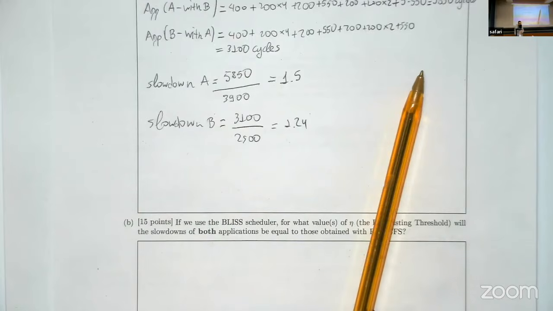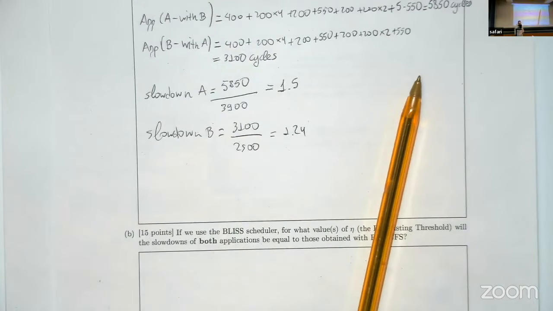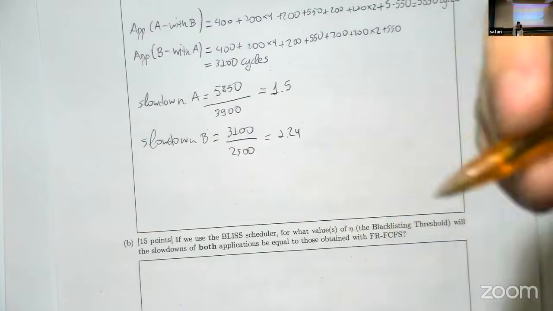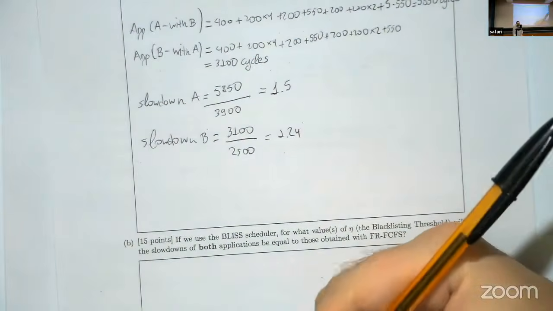The question here is different. It's not what you say. It's like, how big should n be so that the slowdown is the same for both applications? That's different than what you say. Here, what you say tries to optimize a different thing. Yeah, the slowdown remains. That's not the question. The question is, how does the slowdown remain equal for the applications?